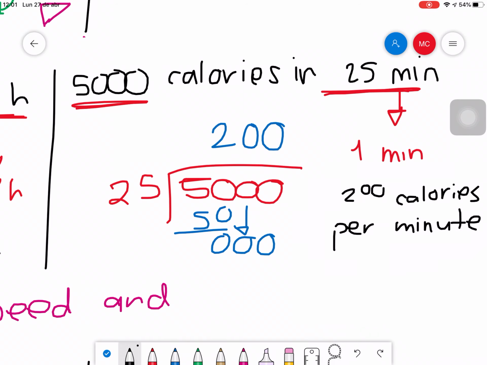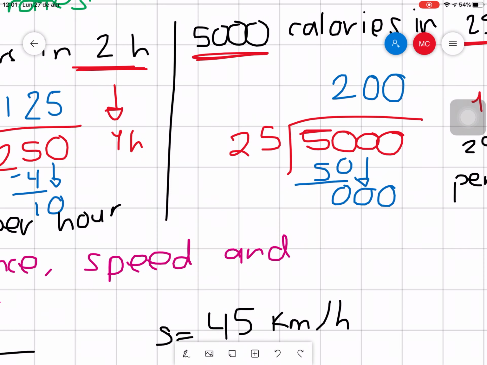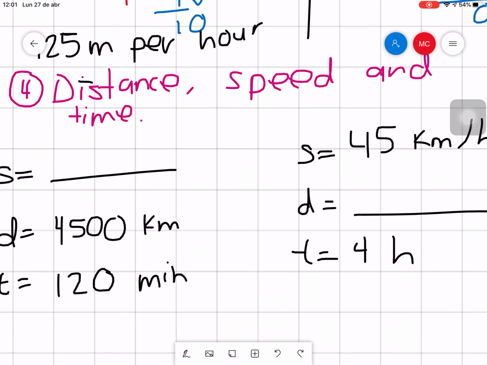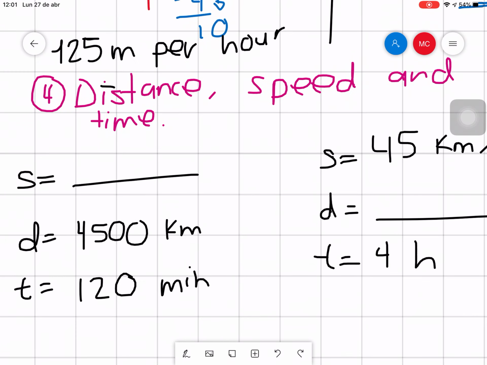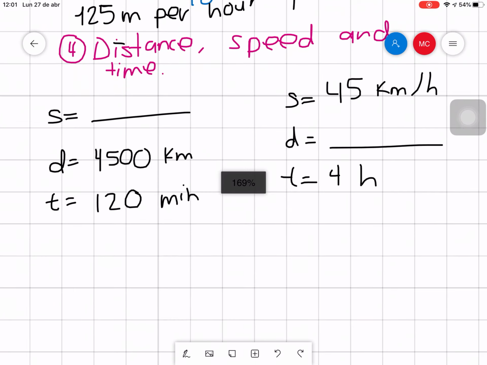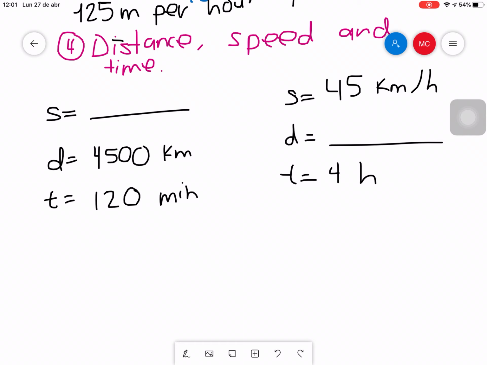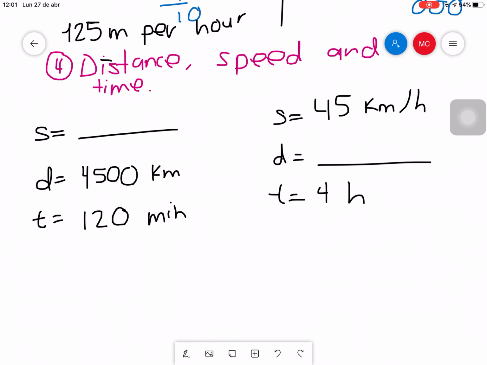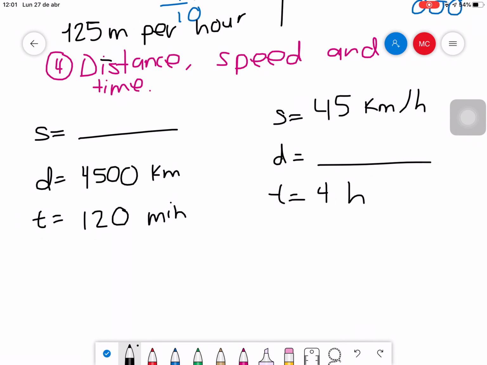We're pretending. And last part of the review, it is distance, speed, and time. But we're only gonna work with distance and speed, okay? You had formulas, which you were supposed to learn, but I'm gonna give them right now to you. So I'm trying to find the speed. Let's suppose that one car traveled 4,500 kilometers in 120 minutes, which is 2 hours, okay? And I want to find the speed.